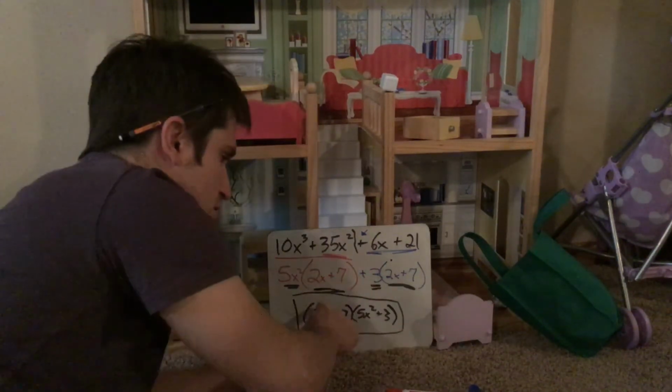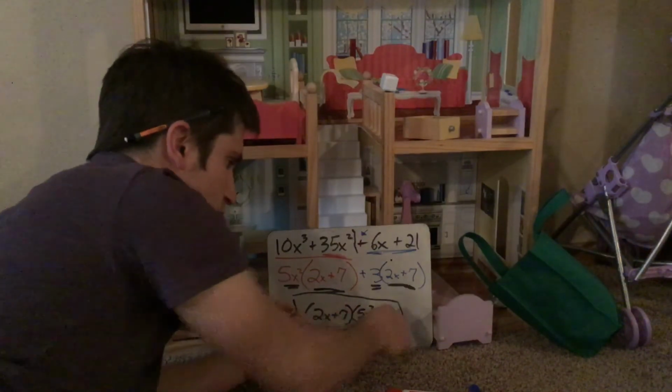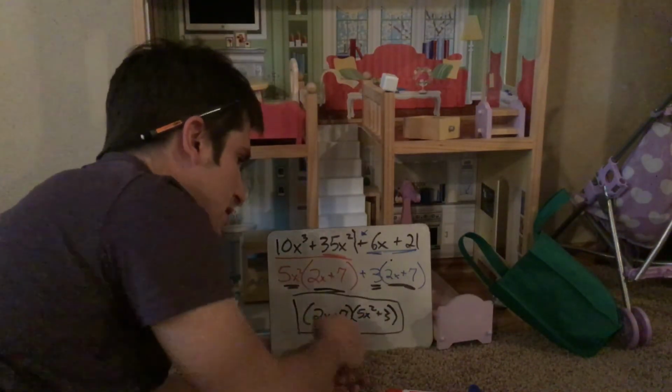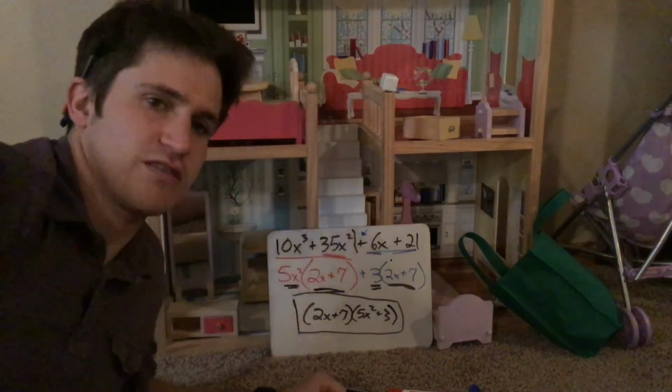As always, you could use the distributive property. You're going to have to do it twice. Commonly referred to as FOIL, or using a box method, but it should get you back to this original problem. But this is the answer, and that's the factored form.